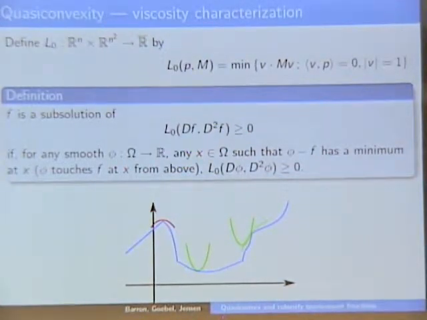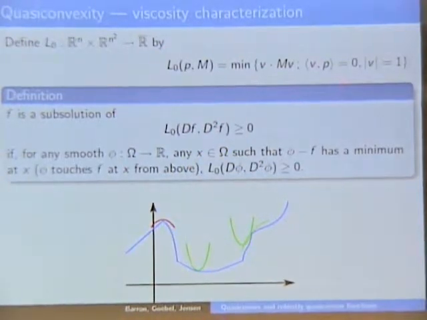How to generalize this second order condition in general? Since I'm working with two colleagues who work in PDE theory, we looked at viscosity descriptions. What do I mean by that? Instead of looking at the function itself, we'll look at smooth functions that touch the function from above.